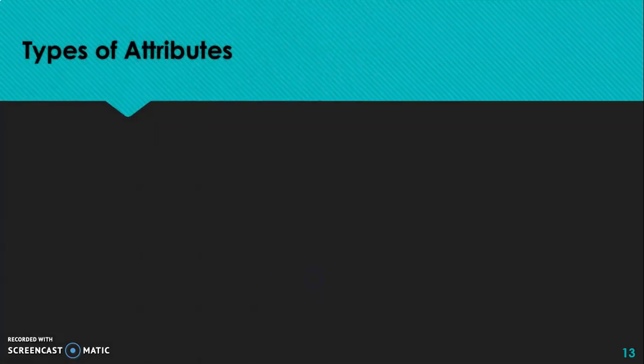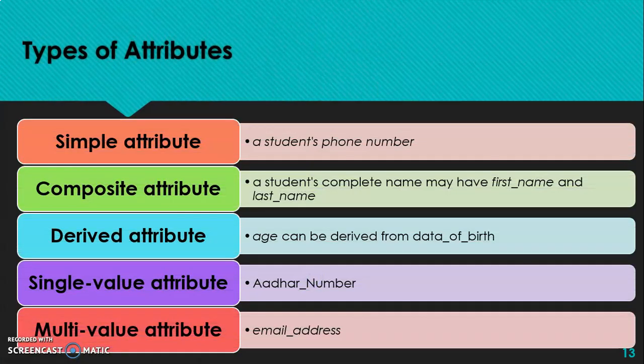Then we have types of attributes. A simple attribute, for example, is a student phone number. A composite attribute is a student's complete name, which can be further divided into, say, first name and last name. So if there is any attribute that can be divided into further parts, that is called a composite attribute.